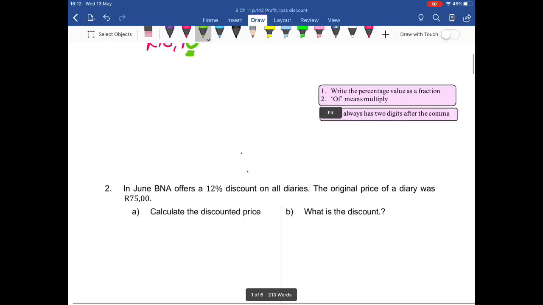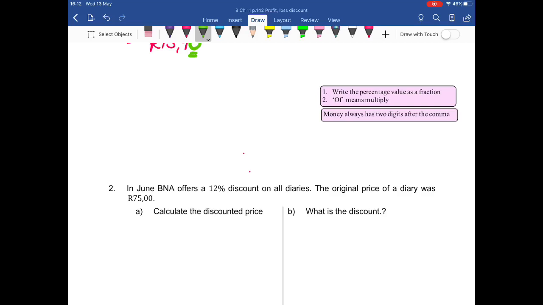Right, there are some little notes at the side. Write percentage as a fraction. Of means multiply. Money always has 2 digits.